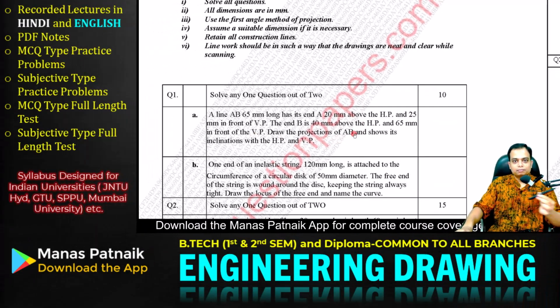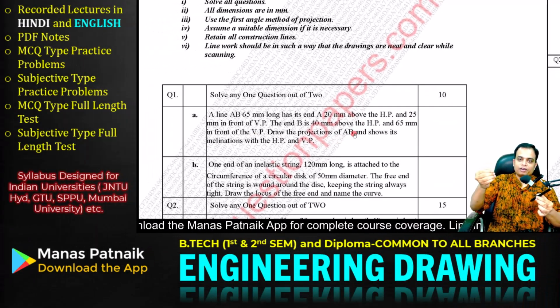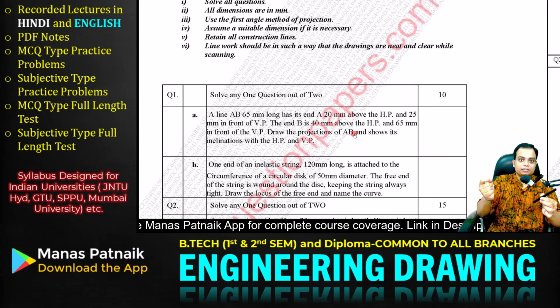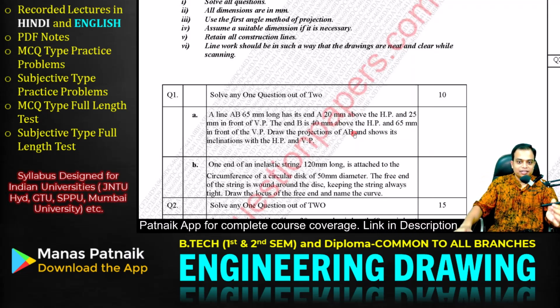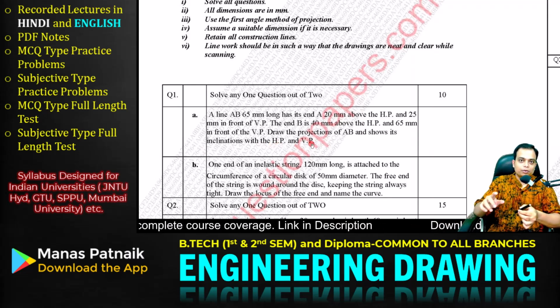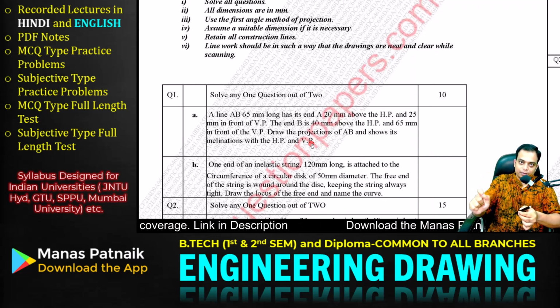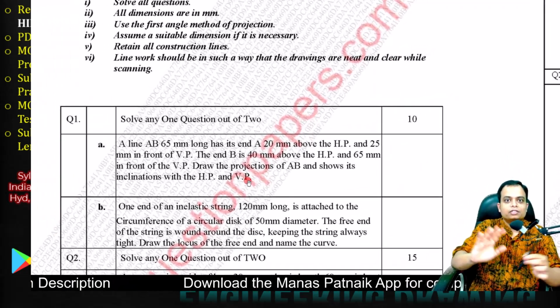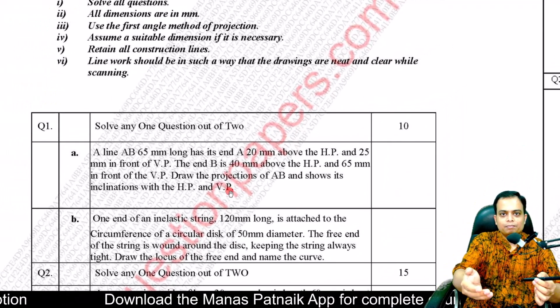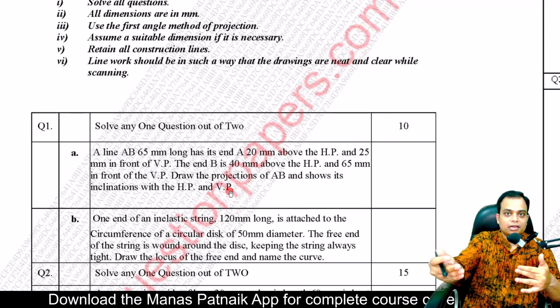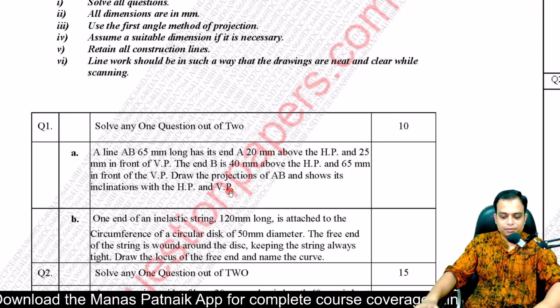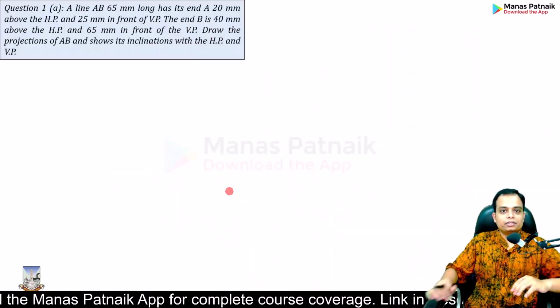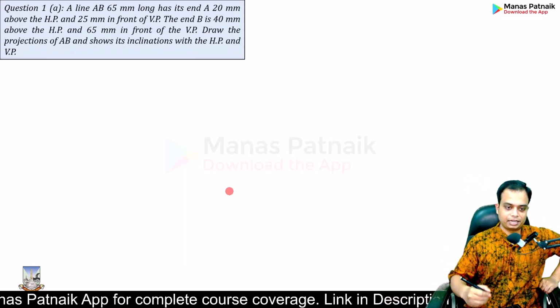Draw the projections. Okay, that means the final front view, the final top view. That is A dash, B dash, and AB. Right? And show its inclinations with HP and VP. That means you need to work out the angle that the true length of the line makes with HP and VP. Essentially means theta and phi is what you need to work out. Once the drawing is made, these measurements can be done with the help of a protractor. Very easy.